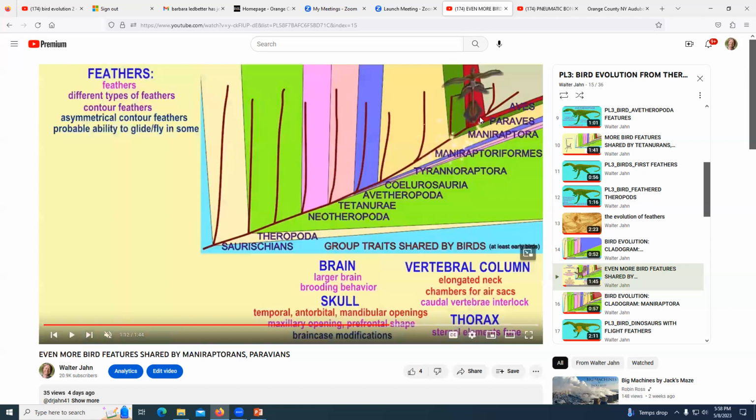But the point is, here we are getting close to where we're going to see the group for the birds, the Aves group. And now we have flight feathers, and then even some which could arguably fly.